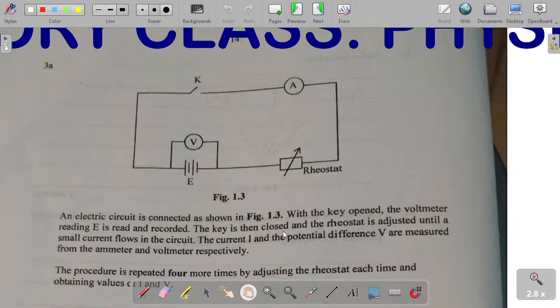Okay. So look at the question. It said, look at the circuit. This is the circuit diagram. You have a key. You have an ammeter. You have a voltmeter. Then you have a rheostat.